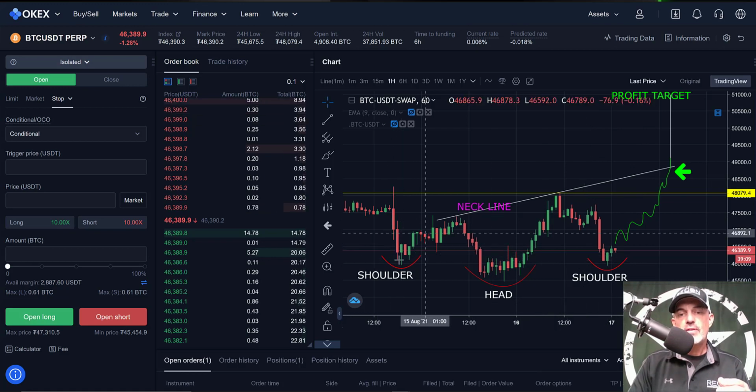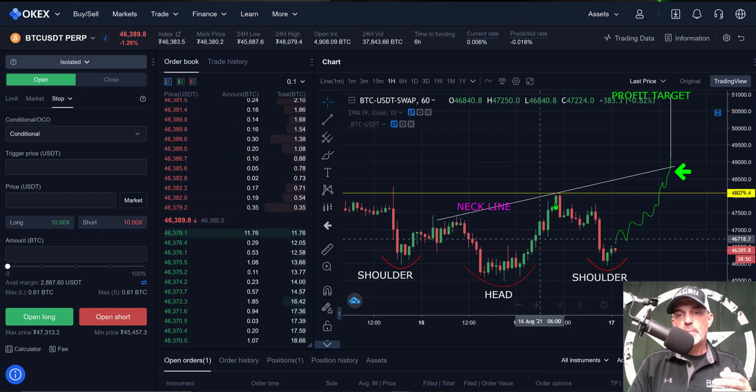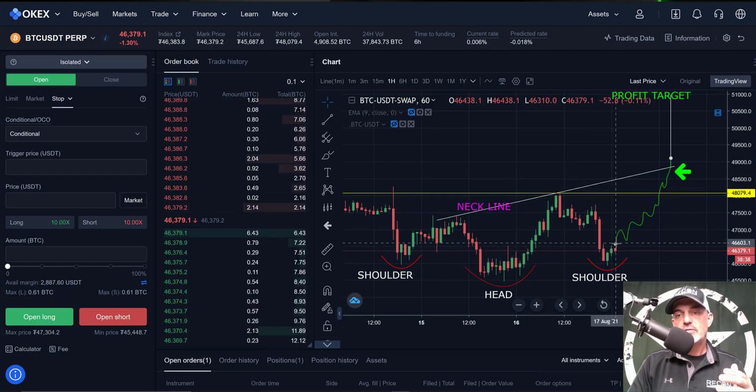Now you can see over here on the left hand side of the screen, we got our left shoulder, and it developed and moved up into a neckline, sold off into what is now our head, and then the price reversed back up to develop the neckline up here. And then again, we got the sell-off into the right shoulder, which is currently developing.